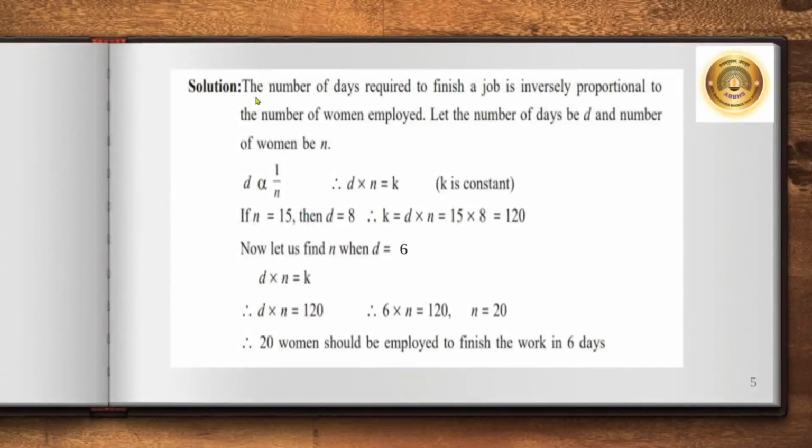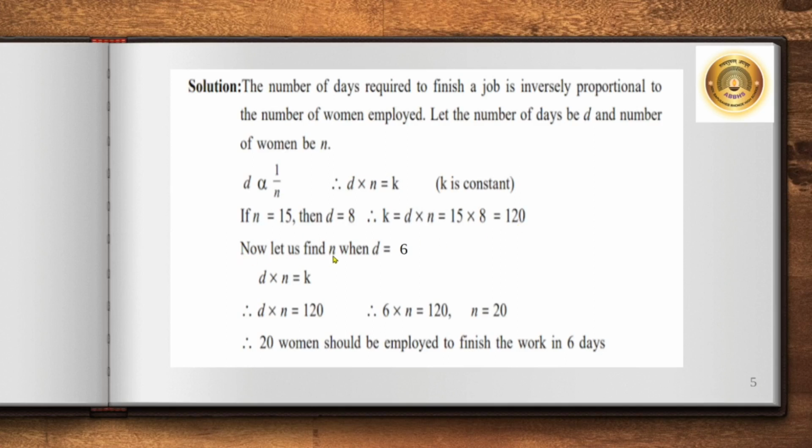The number of days required to finish a job is inversely proportional to the number of women employed. Now let's take the number of days as D and the number of women as N. This means that D inversely varies as N. Therefore, you can write D multiplied by N is equal to K, where K is the constant of variation. Now, from the question, it is clear that if N is equal to 15, then D is 8. That means that when there are 15 women, you need 8 days to complete the work. So, we get K is equal to 120.